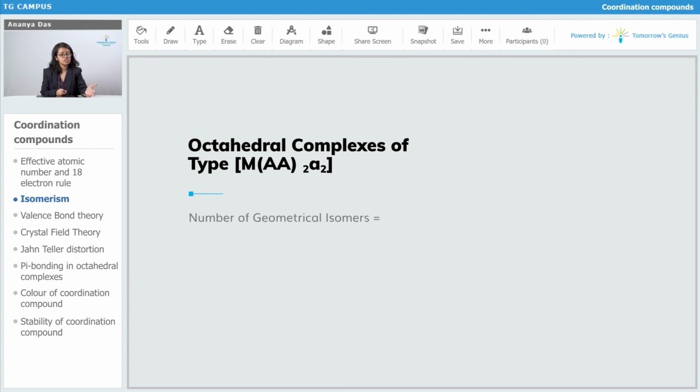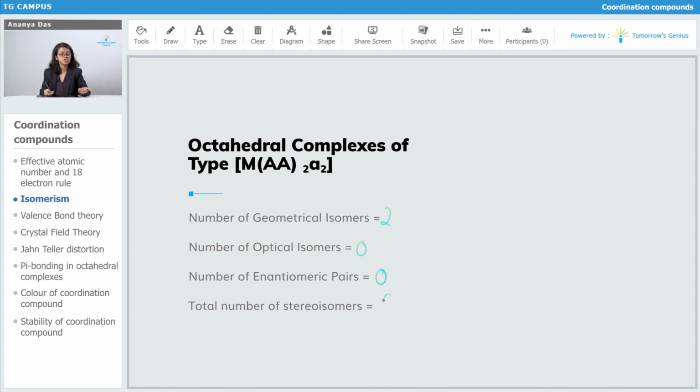So now let's calculate the total number of geometrical isomers. You know the total number of geometrical isomers is equal to the number of possible pairs. So that's 2. Then we have the number of optical isomers. There were no optically active isomers, so that's going to be 0. Then we have the number of enantiomeric pairs, which is again going to be 0 because optical isomers is 0. Then we have the number of stereoisomers. So stereoisomers is going to be the number of optical isomers, that is 0, plus inactive pairs, that's 2. So total is 2. So these were all the types of isomerism which are possible in the complexes of the type M(AA)2A2, in which the didentate ligand was present twice as well as the unidentate ligand.